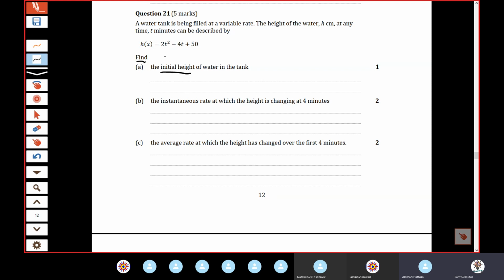Make t equals 0. We just spoke about that, you guys. So you're just going to let t equal 0. Therefore, your height is equal to 50.